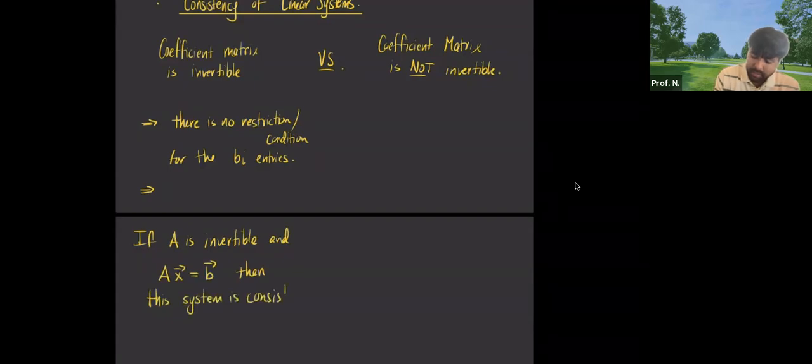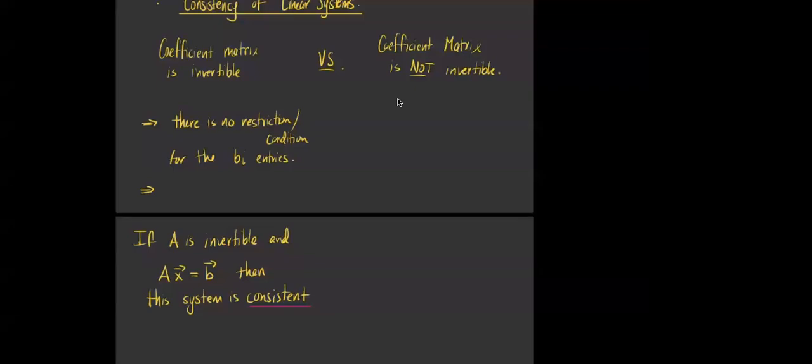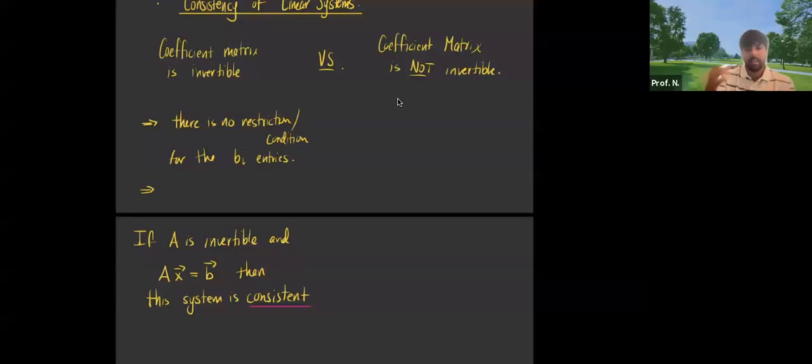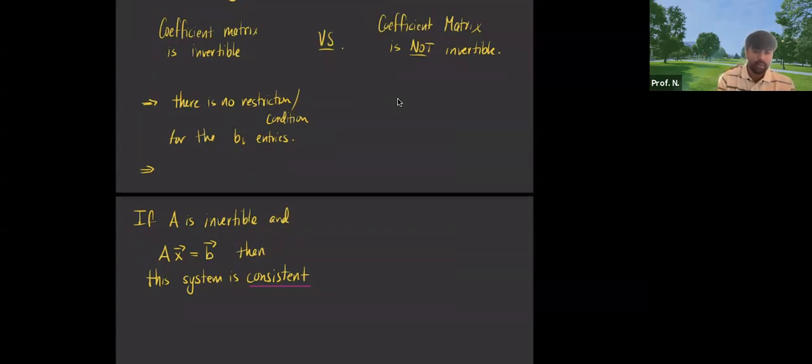is consistent. And does anybody remember what the word consistent means in terms of a system? What does it mean to have a consistent system? That it has at least one solution, is that right? Right, that's right. So it has at least one solution. But if the matrix that we're dealing with is invertible, then not only does it have at least one solution, it has only one solution. So it's much more specific. It's consistent and only has one solution.